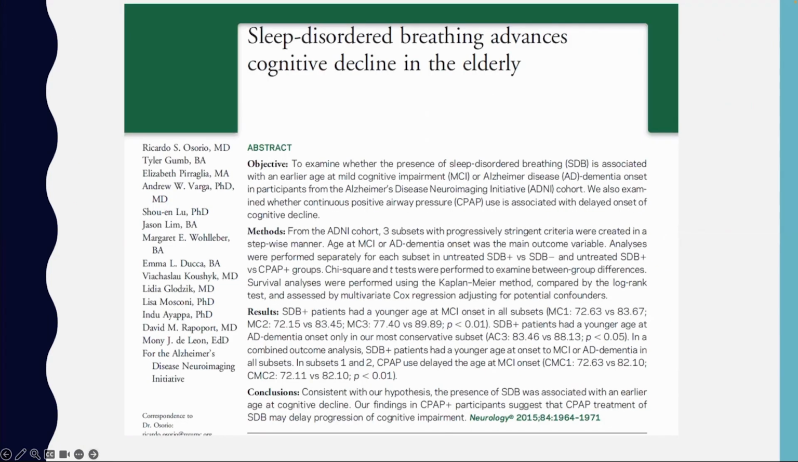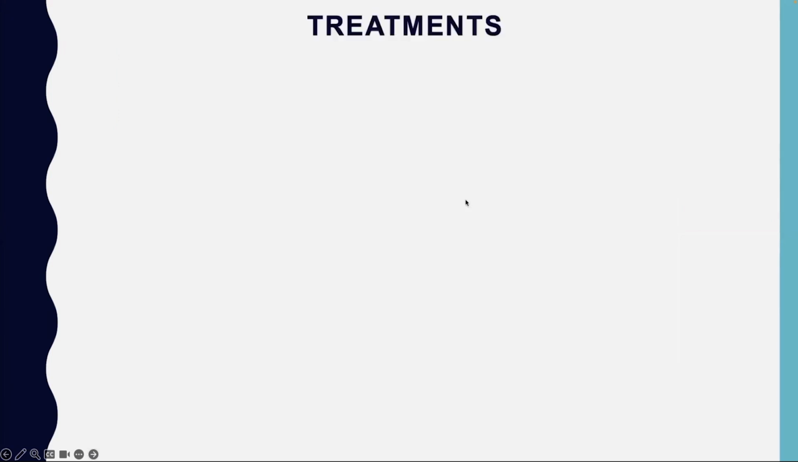And then importantly, in the elderly population, there is evidence to show that sleep apnea or sleep disordered breathing may potentially advance cognitive decline by repetitive sleep disruptions, and that treatment may potentially delay progression of cognitive impairment. And so it's important to identify sleep apnea as an underlying cause of sleep disturbances in this population.